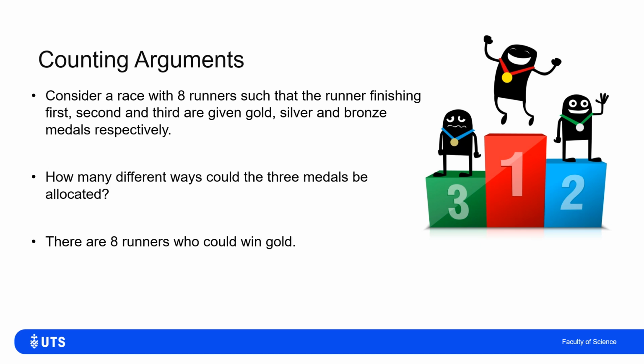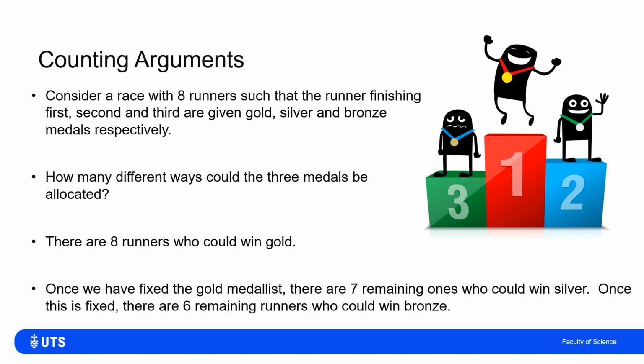Well, if I start at the top, there's 8 runners who could win gold. Now, once I've allocated the gold, there's 7 remaining runners who could win silver. So once I've fixed the gold and the silver, there are 6 remaining runners who could win bronze. Once I have fixed those 3, I don't care about where the other 5 runners finished in this problem.